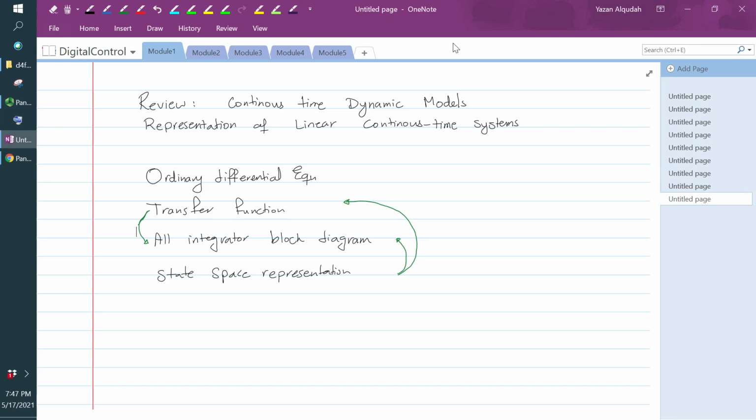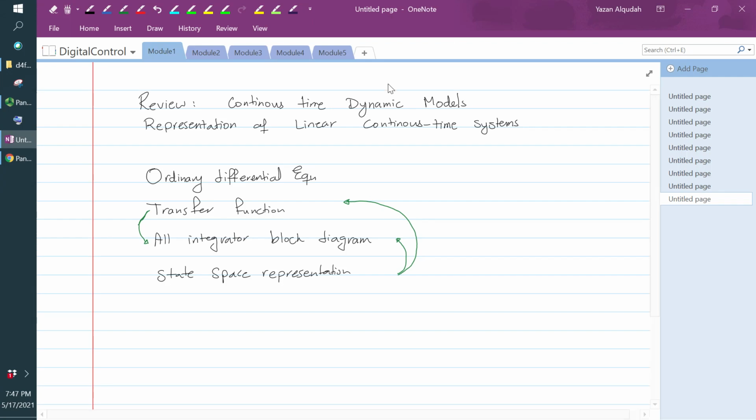Now, not only are we going to be introducing or reviewing all these, but we're also going to be looking at how to go from one representation to the other. So how to go from an ordinary differential equation to a transfer function, how to go from a transfer function to an all integrator block diagram, how to go from state space representation to a block diagram, and vice versa.